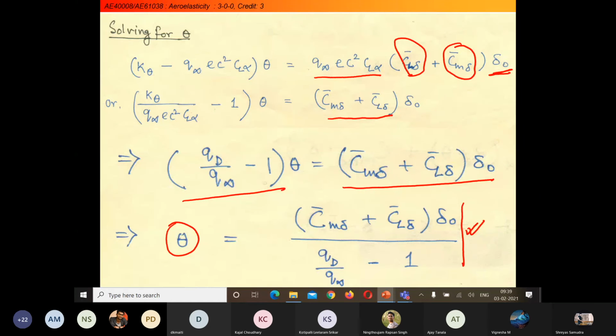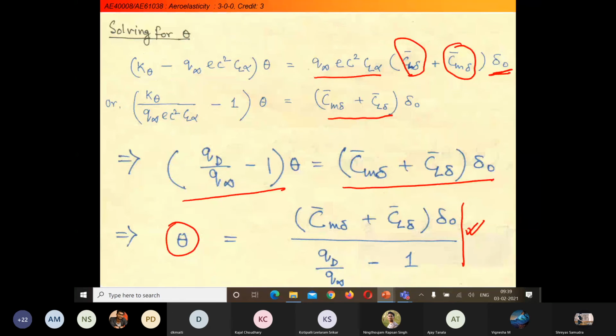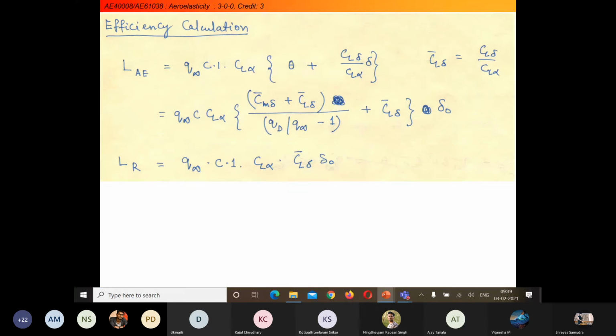So I'm considering an ideal condition, where basically there is an ideal actuator and rigid control surface, and then defining these non-dimensional parameters, we will be getting theta in terms of Cm delta bar plus Cl delta bar into delta naught divided by QD by Q infinity minus 1. So this is the value of theta we have calculated. Now we will substitute back in our equation to find out the lift.